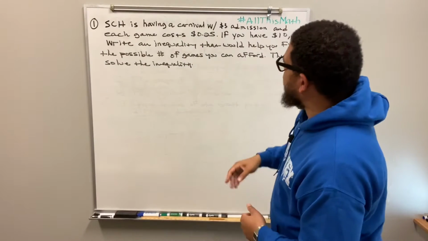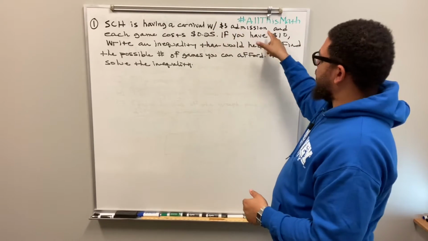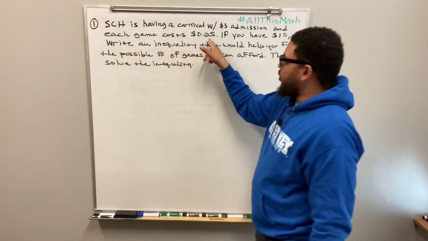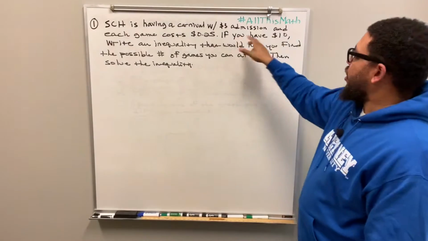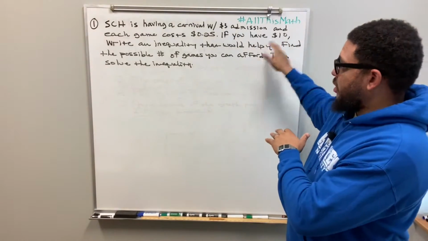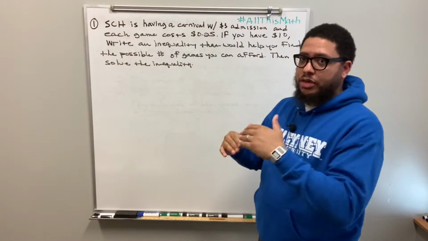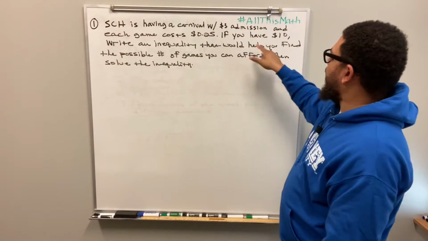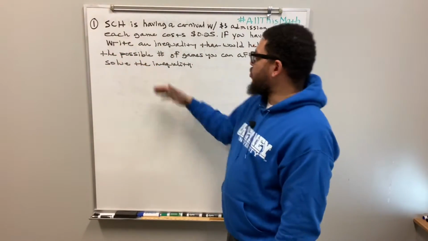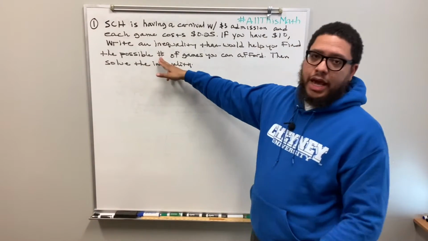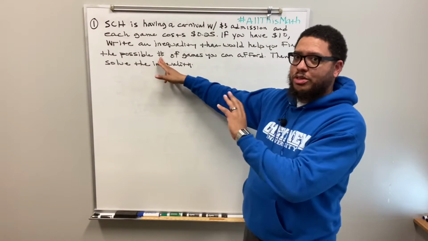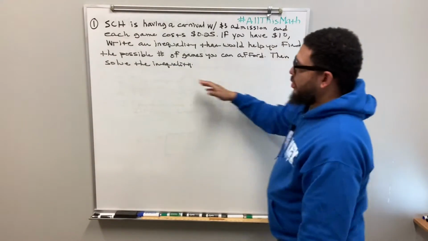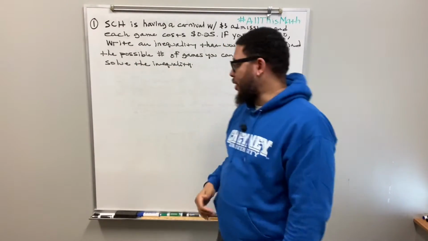SCH is having a carnival with $3 admission, and each game costs 25 cents. If you have $10, all you got is $10. Nothing more, nothing less. Write an inequality that would help you find the possible number. It's not a hashtag all the time. In this case, it represents the word number. Number of games you can afford. Then solve the inequality.